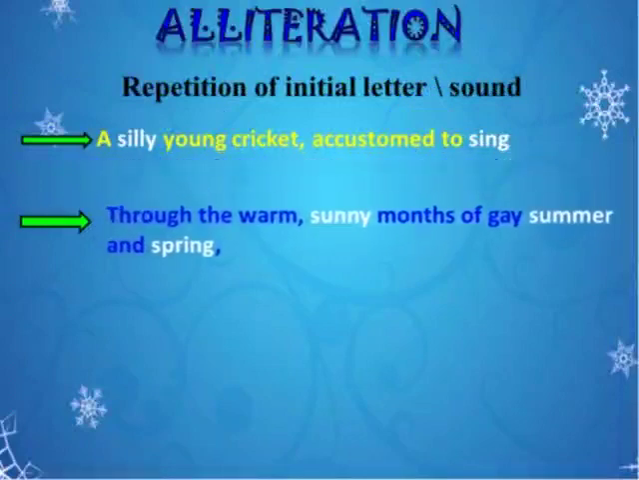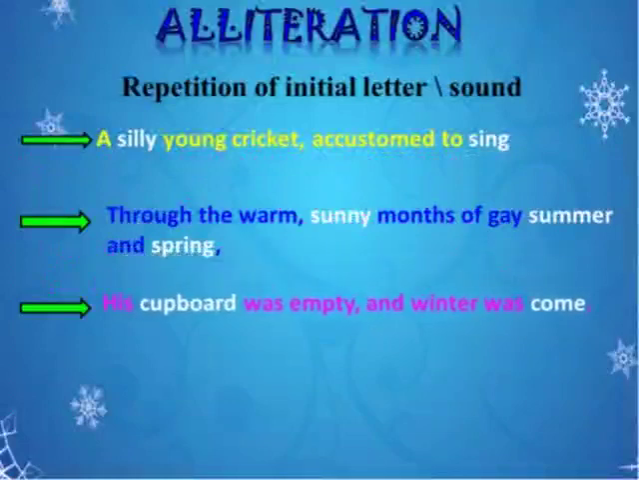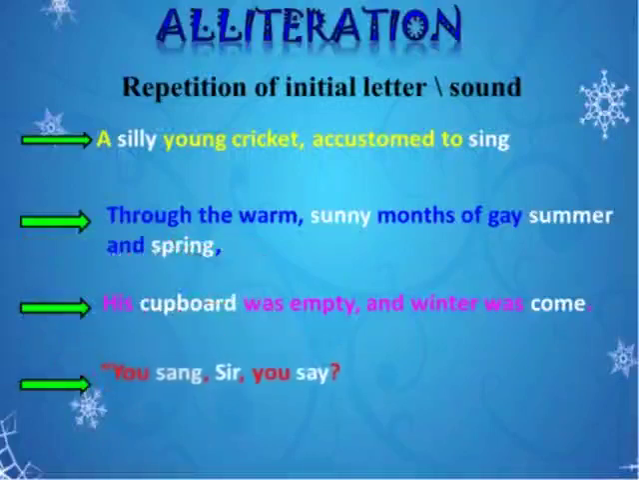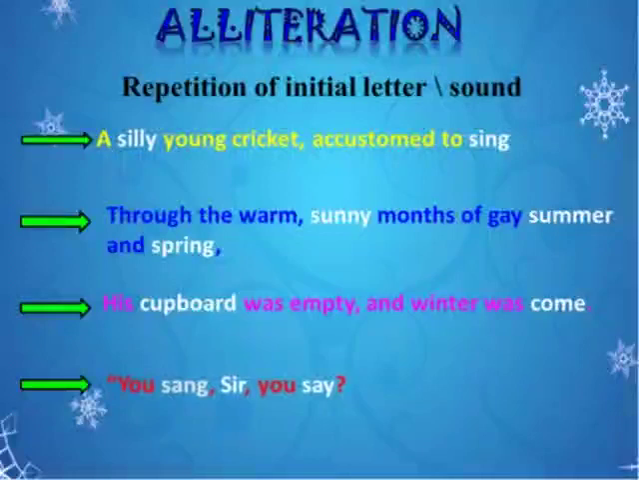Next, through the warm sunny months of gay summer and spring. As you see, in sunny, summer and spring, the starting letters are the same. Next, his cupboard was empty and winter was come. Cupboard and come have the same initial letter. So it is an example of alliteration. You sang, sir, you say. Sang, sir and say, all 3 words have the same first letter, and so it is an example of alliteration.